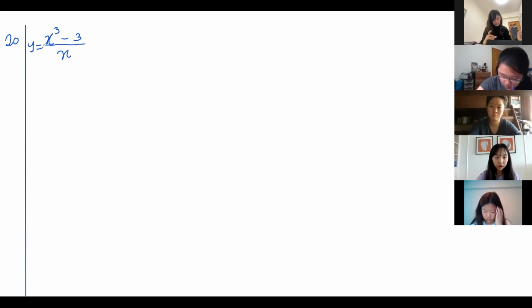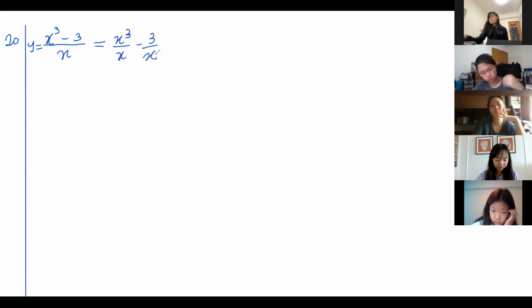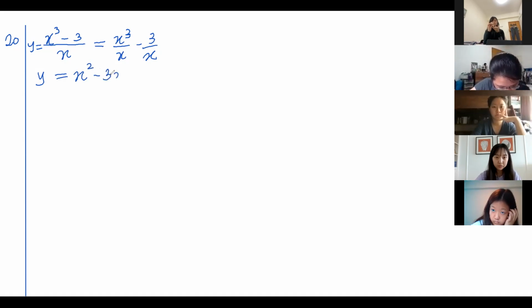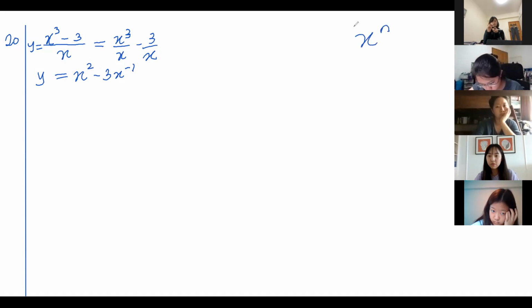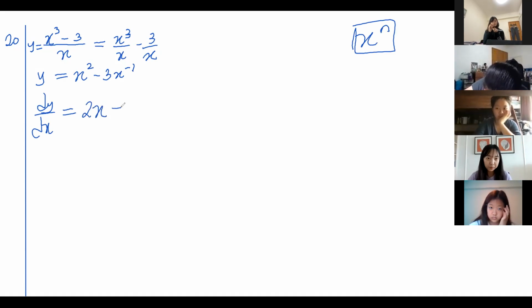Okay? So here, then I will say y is equal to x cubed divided by x, minus 3 divided by x. So which means my y is x squared minus 3x to the power minus 1, because the rule says it's talking about x to the power n. So I need to make sure everything is in that form. Understand? So dy by dx, because I call it y, will be, the first will be 2x, then the second will be negative 3 times negative 1, negative 2. I hope that makes sense.